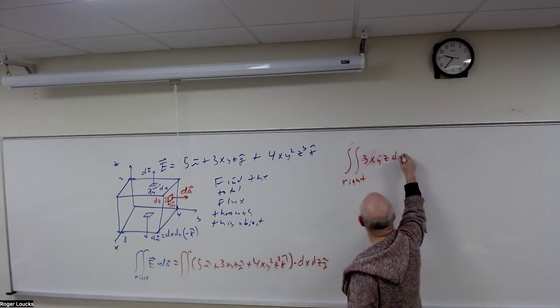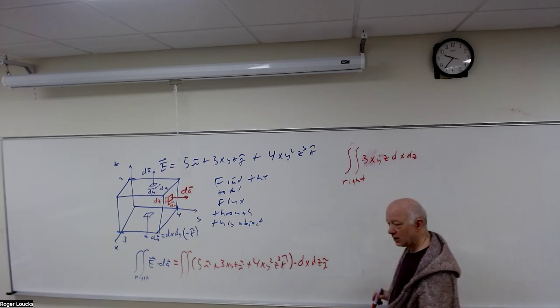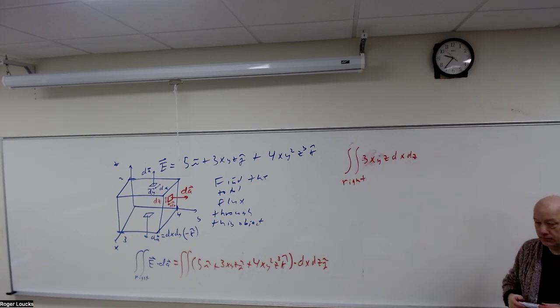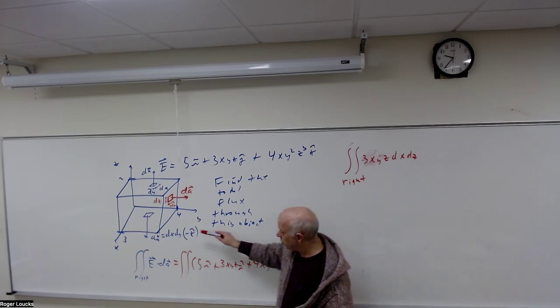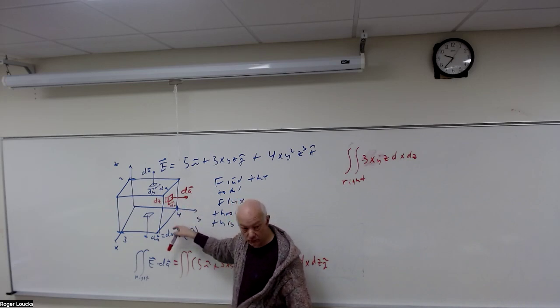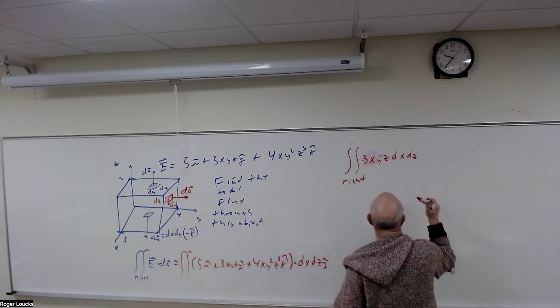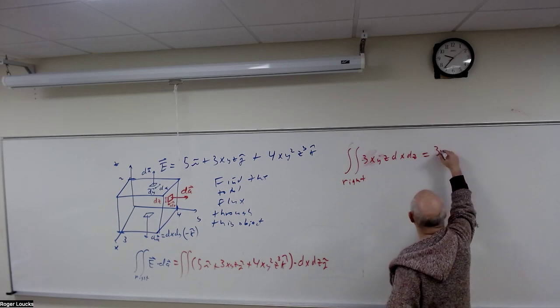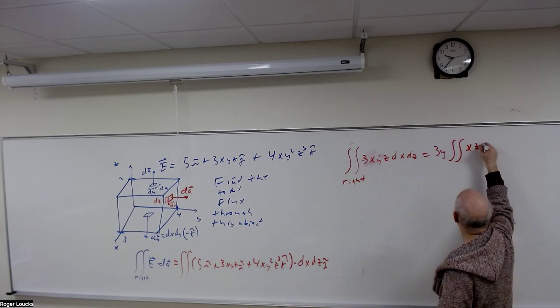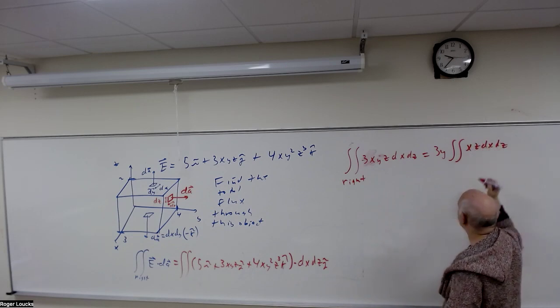3xyz dx dz. Now what can I pull out of that integral and why? Both the y and the 3. Why can I pull out the y? It's a constant, right? I'm doing the integral on the right side, and on the right side, that y is equal to 4. So I can pull that outside here. So this gives me the 3y times the integral of xz dx dz.